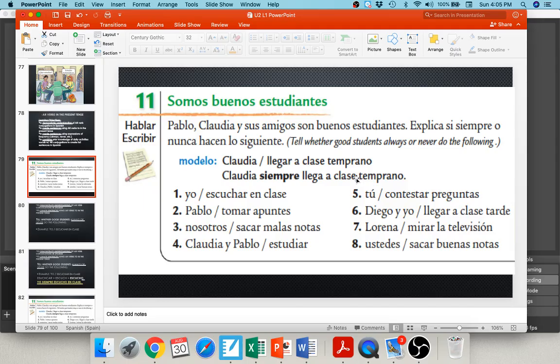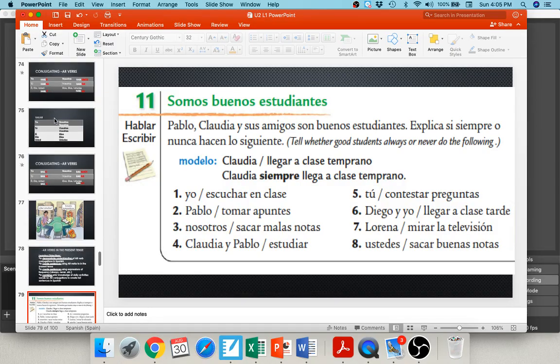So, Claudia, if she were a good student, would she always arrive to class early or never arrive to class early? She'd probably always arrive to class early. So we're going to say that Claudia always, Claudia siempre, and then we're going to take this verb llegar, we're going to chop off our AR.